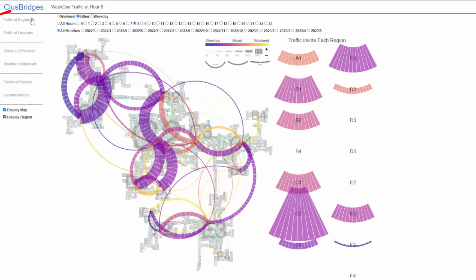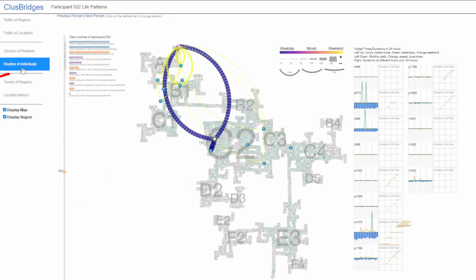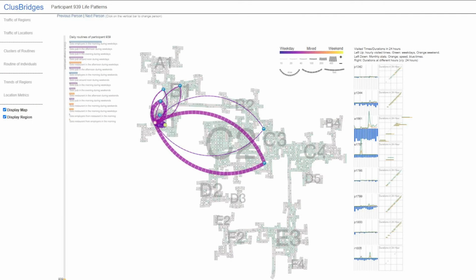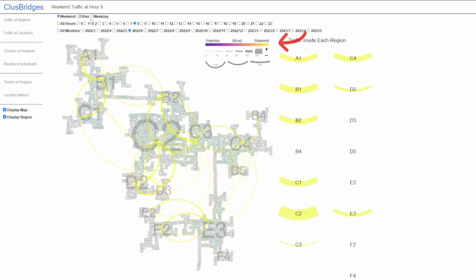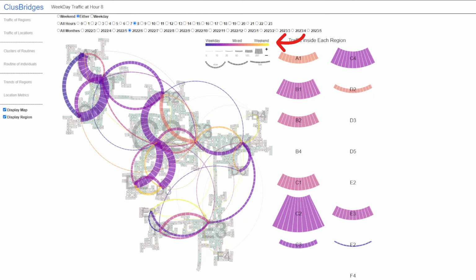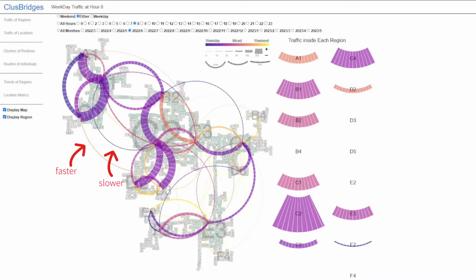Major components of ClusBridges are the traffic of locations and regions, routines of clusters and individuals, and trends and metrics of traffic. The bridge-like arcs reflect two-way traffic patterns from one location to another, using the convention of right-hand traffic. The width of the arc indicates the volume of traffic from one node to another. The colors distinguish weekday traffic from weekend traffic. The arc's curvature and dashes indicate the speed, calculated by the Manhattan distance of two nodes divided by their average travel time. The straighter the arc, the faster the speed is.